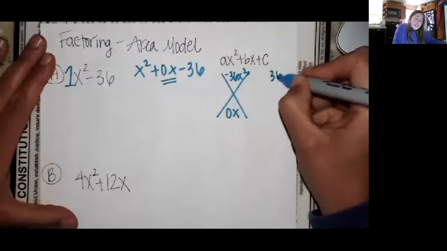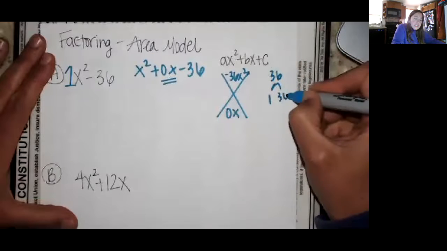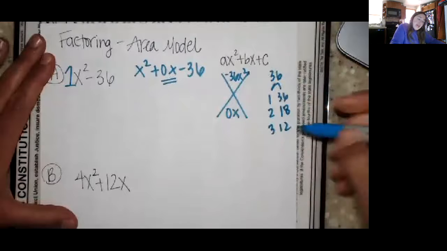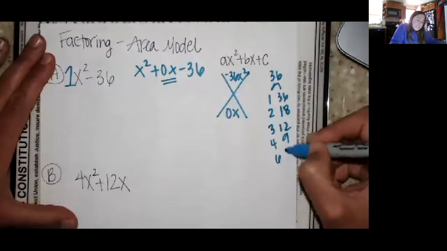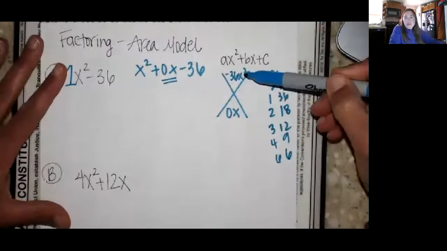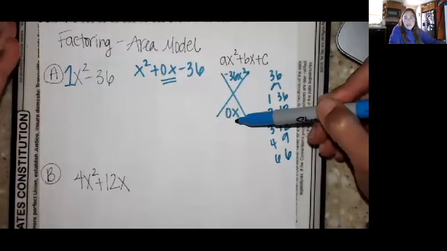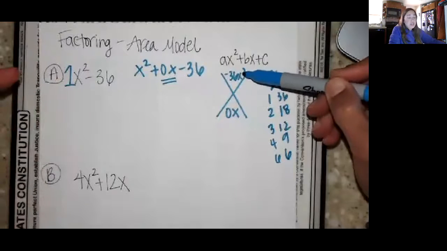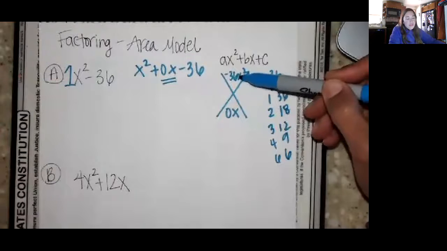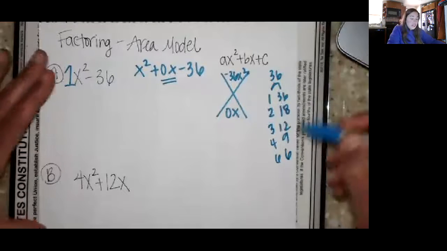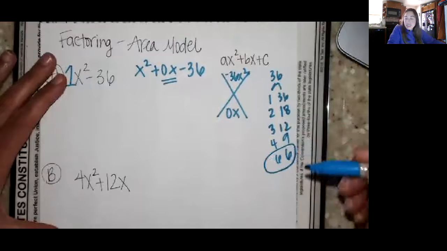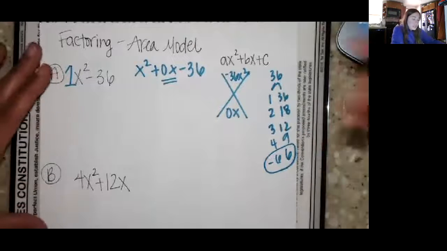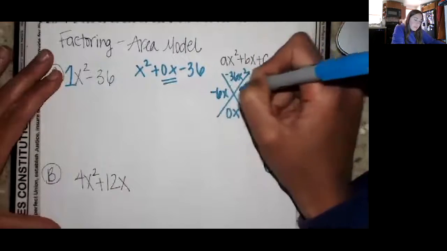So I said list factors of 36: 1 and 36, 2 and 18, 3 and 12, 4 and 9, and 6 and 6. I know that because if my product is negative and my sum is 0, then I need to find two numbers, one negative and one positive, that would have a sum of 0. And sure enough, it's these right here, 6 and 6. So one of the factors would be negative 6 and the other would be a positive 6. So I'm going to go ahead and put those right here in my diamond problem.